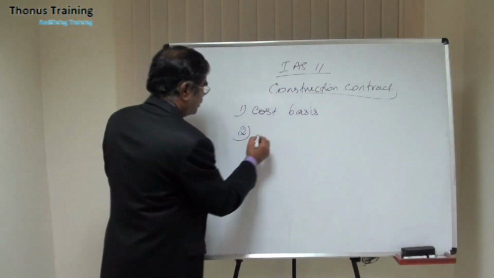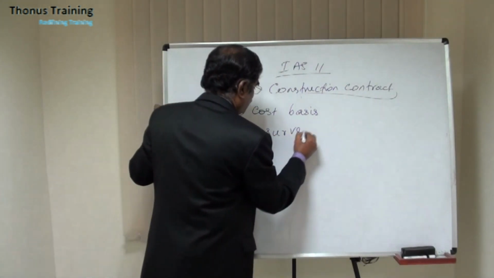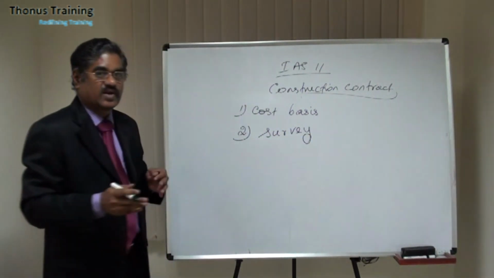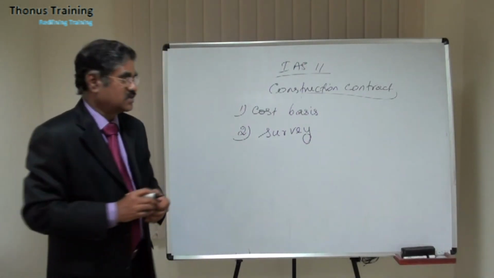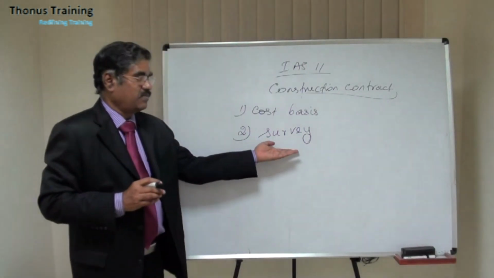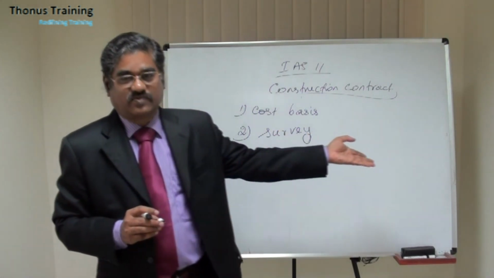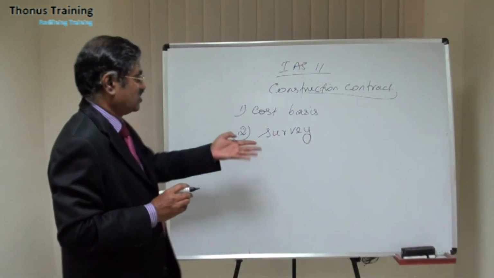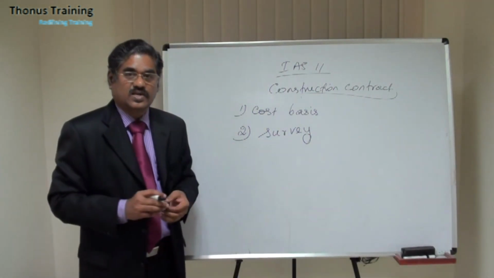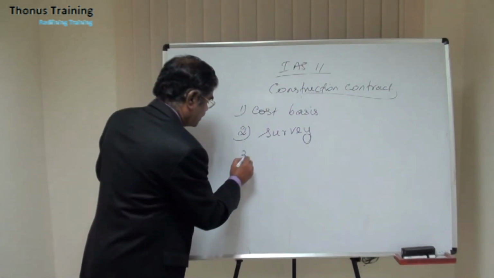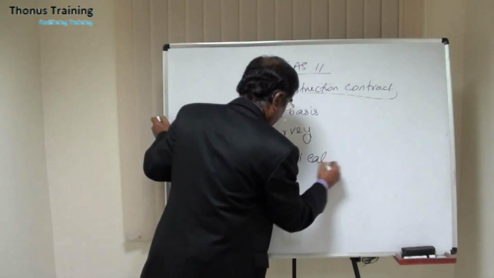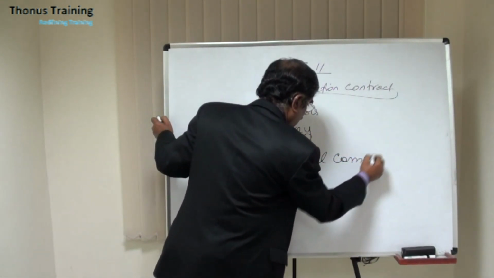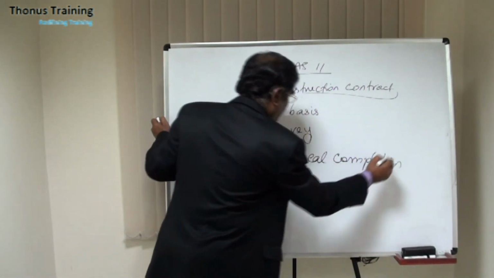And the second method could be a survey. In case of contracts where a lot of technical issues are involved, you could be appointing a separate surveyor. He will be ascertaining the stage of completion. He will be giving you a certificate as to how much of the work has been completed. The third method is physical completion method. Physically, how much of the work has been completed?